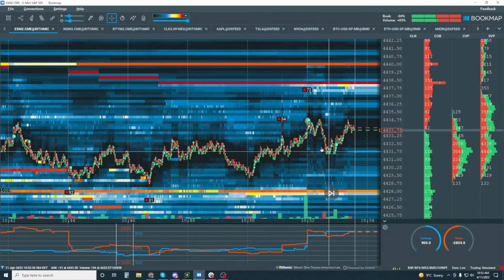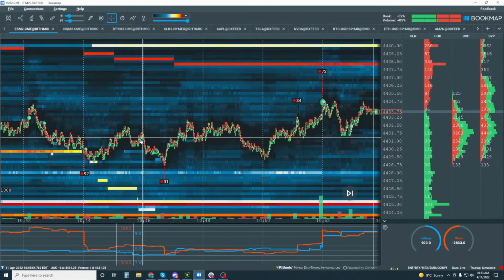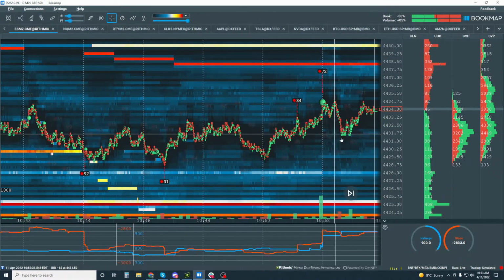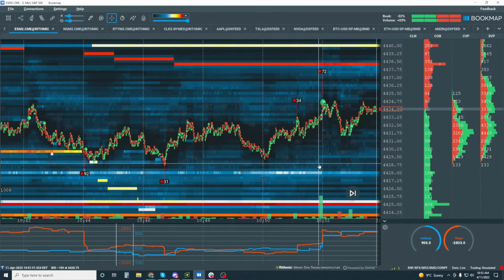Okay, very convoluted right now. We got this move, we came back down. Where did we test here? Where did we test when we came back down? Right here, and retested this area of the range.